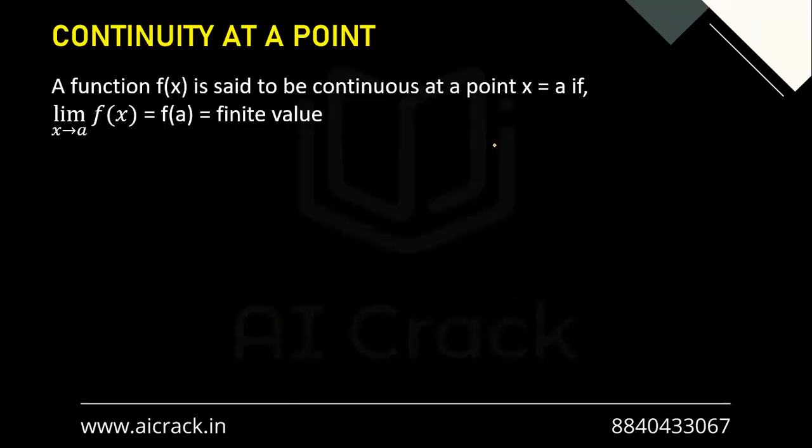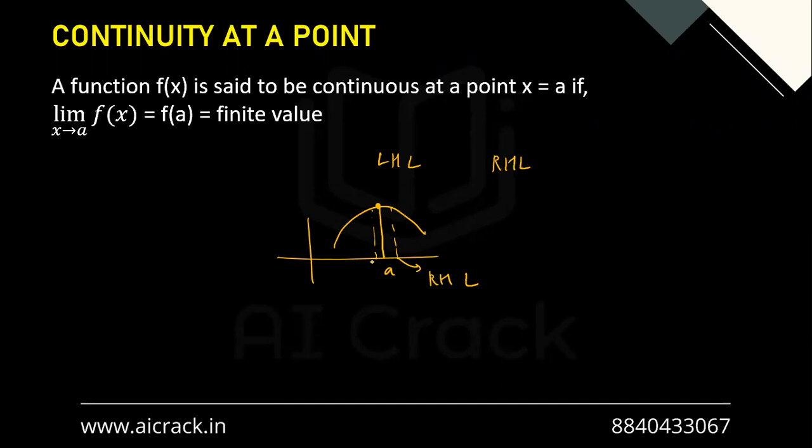So let's get started with the basics of continuity at a point. In the limits chapter we have studied about LHL and RHL. Basically, let's say this is a function, and we are talking about this point A. Just at the right side of A is RHL, and on the left side we have LHL. Right? So this was our discussion in limits.